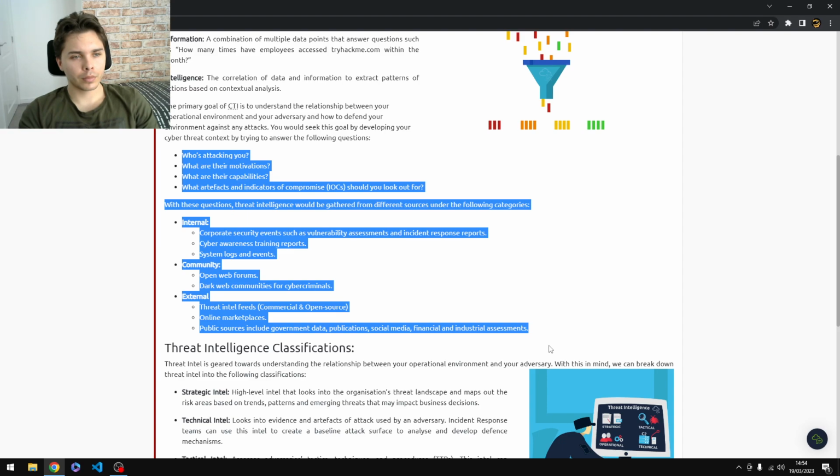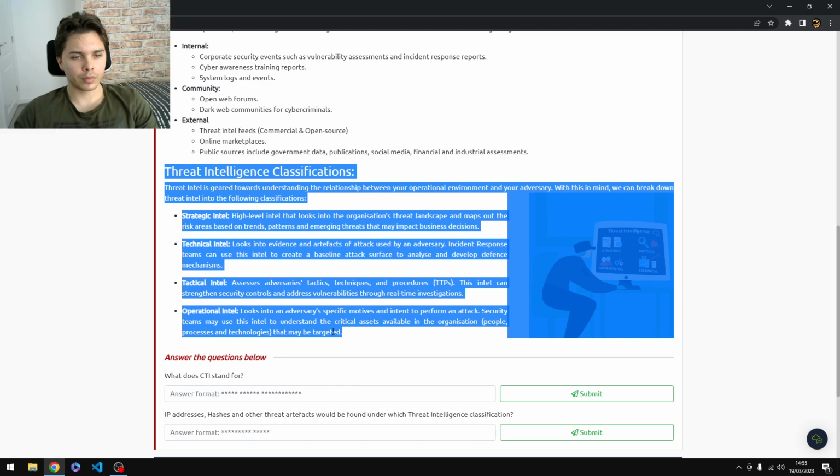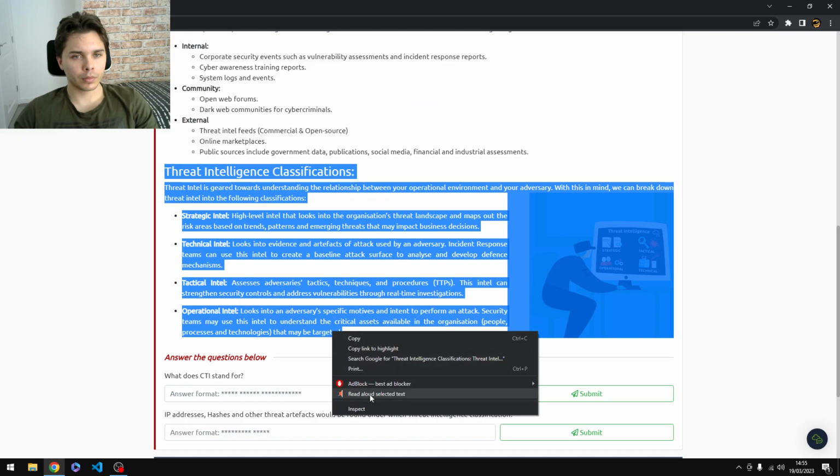With these questions, threat intelligence would be gathered from different sources under the following categories. Internal: corporate security events such as vulnerability assessments and incident response reports, cyber awareness training reports, system logs and events. Community: open web forums, dark web communities for cyber criminals. External: threat intel feeds, commercial and open source, online marketplaces. Public sources include government data, publications, social media, financial and industrial assessments.